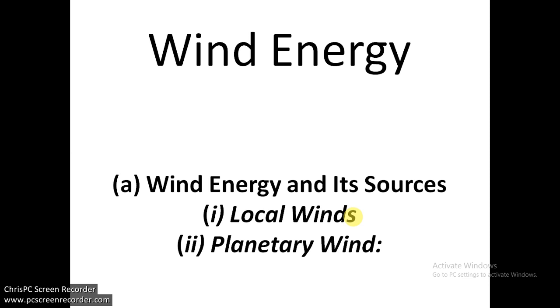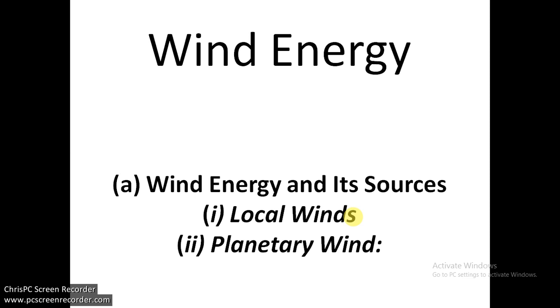Finally, the kinetic energy of the air is first converted into mechanical energy, in the rotary motion of the shaft of the wind turbine. Then this mechanical energy, when coupled with a dynamo or generator, is converted into electrical energy. This is our only purpose, to get electrical energy from the kinetic energy of wind. The next topic is the planetary wind.